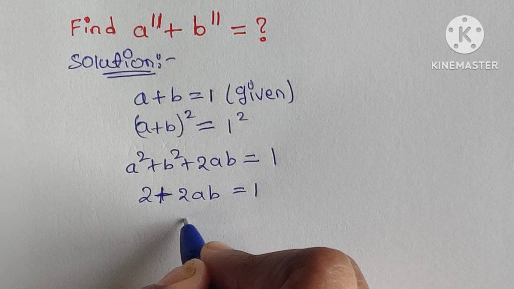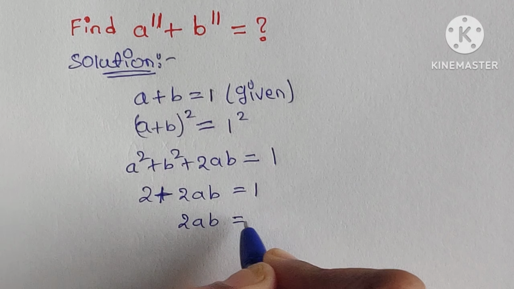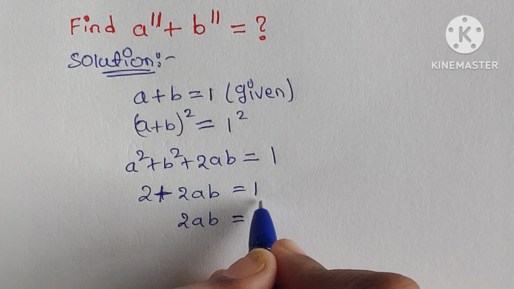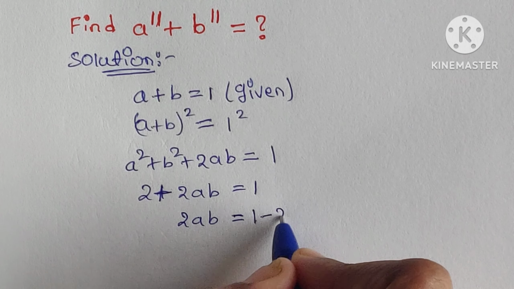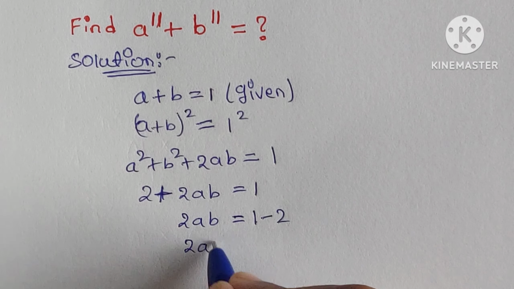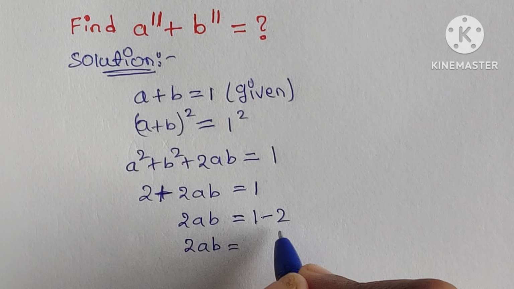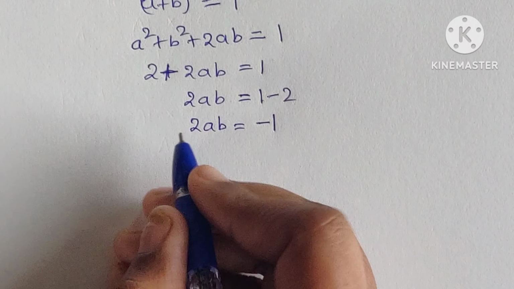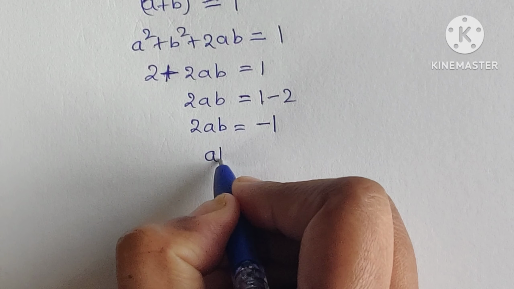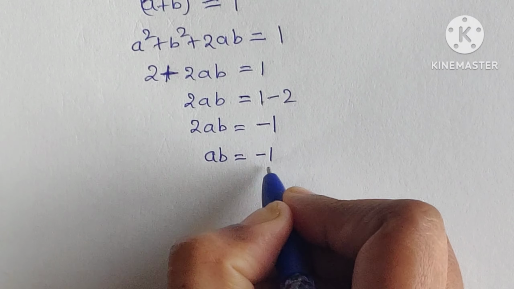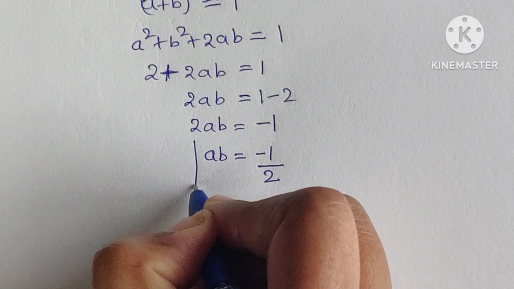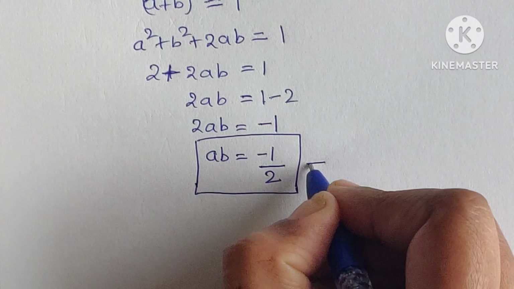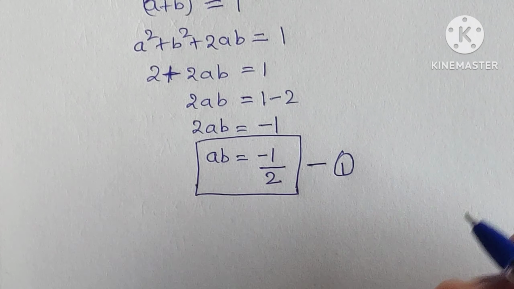equal to 1. 2ab equal to, so move this number to the right side, 1 minus 2. So 1 minus 2 is equal to minus 1. Now ab equal to minus 1 divided by 2. So this is the a times b value. So let us consider this is equation 1.